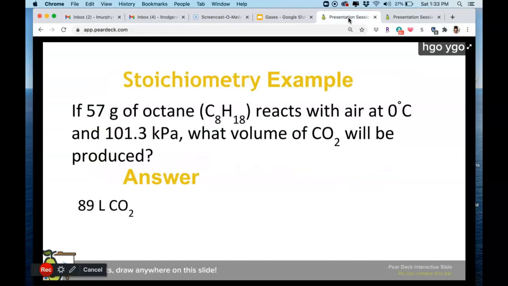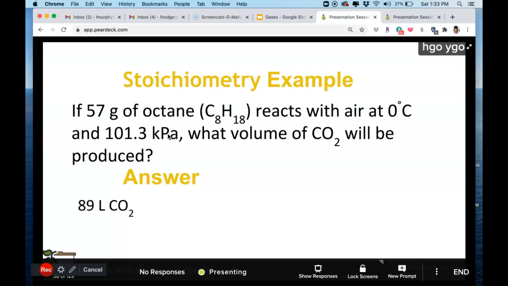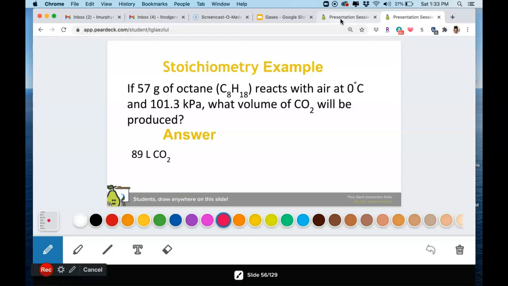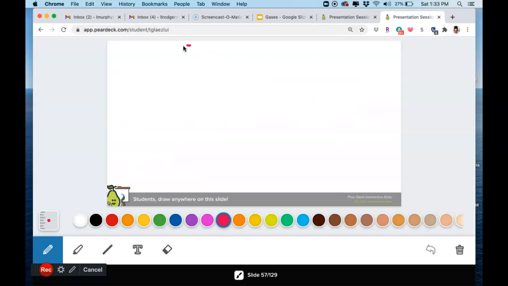So, let's try another one. Octane reacting with air at 0 degrees Celsius, so 101.3 kilopascals. What volume of CO2 will be produced? Okay, so let's write out the reaction first. C8H18 reacting with air means plus O2. This should look like a combustion reaction to you. So CO2 plus H2O. So look at, we need 8 carbons.